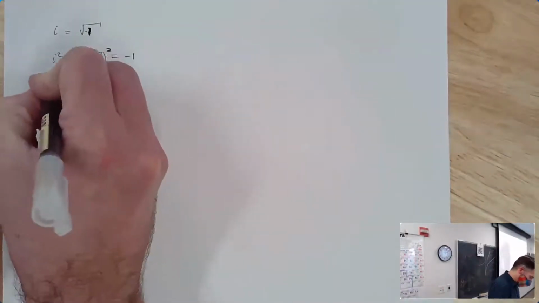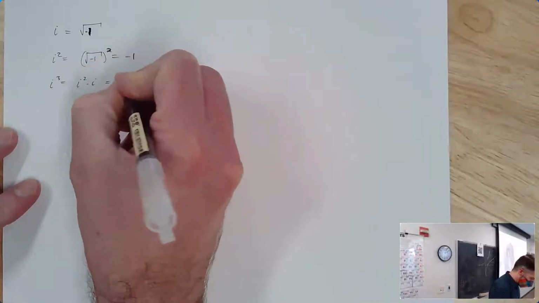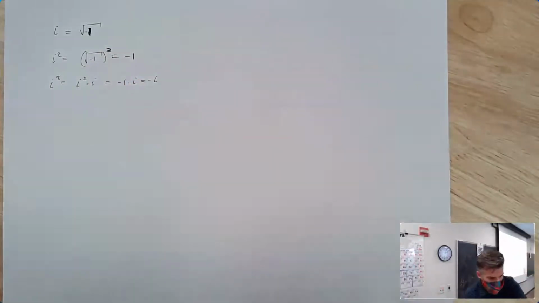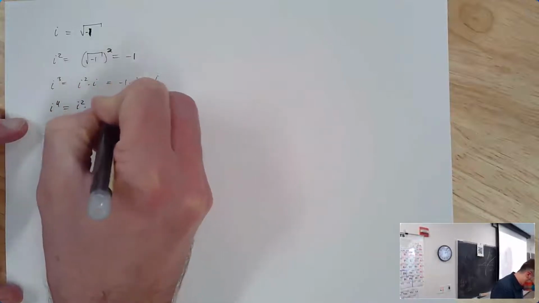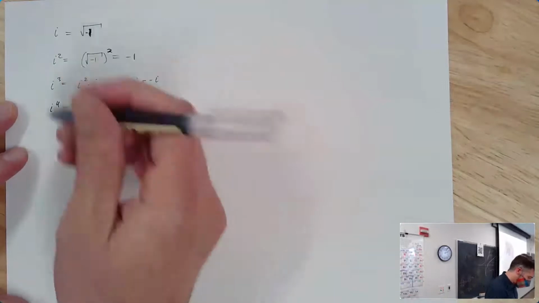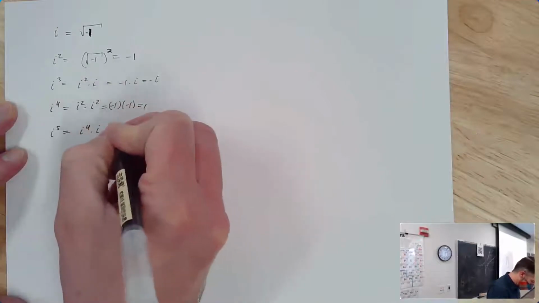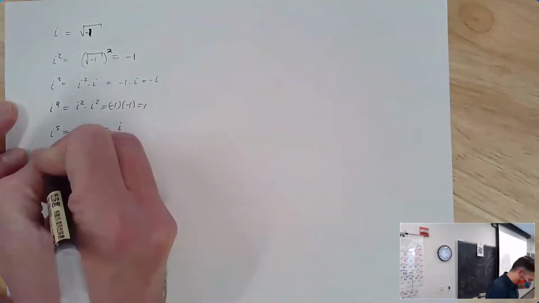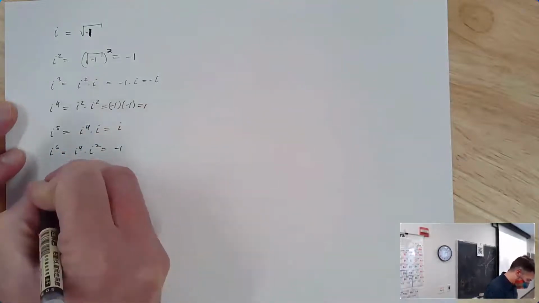And then we have some more stuff. I cubed is I squared times I, which is -1 times I, which is -I. And it goes on. I to the 4th is I squared times I squared, which is -1 times -1, which is 1. And then it just repeats. So every future power of I is just going to be something in the list already. I to the 5th is I to the 4th times I, which is just I. I to the 6th is I to the 4th times I squared, which is -1, and so on.